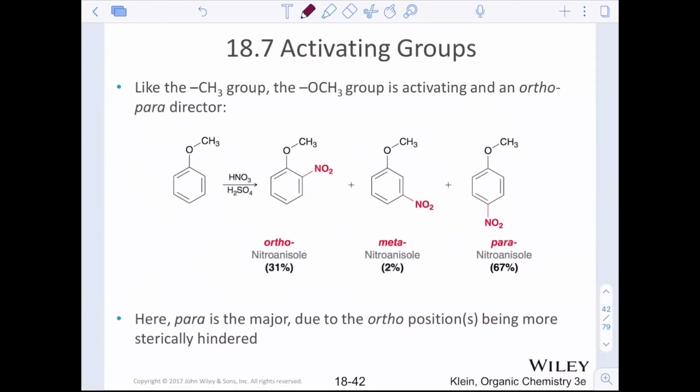Like the CH3 groups, the OCH3 groups are activating and still ortho-para directors, okay? Here the para is major, and that's just due to the ortho being slightly more sterically hindered, right? We got this methyl group before, we only had CH3s, okay? So it's just that extra step out. What you would need to know is that ortho and para are the only products that we get when we have an activating group on our benzene ring.